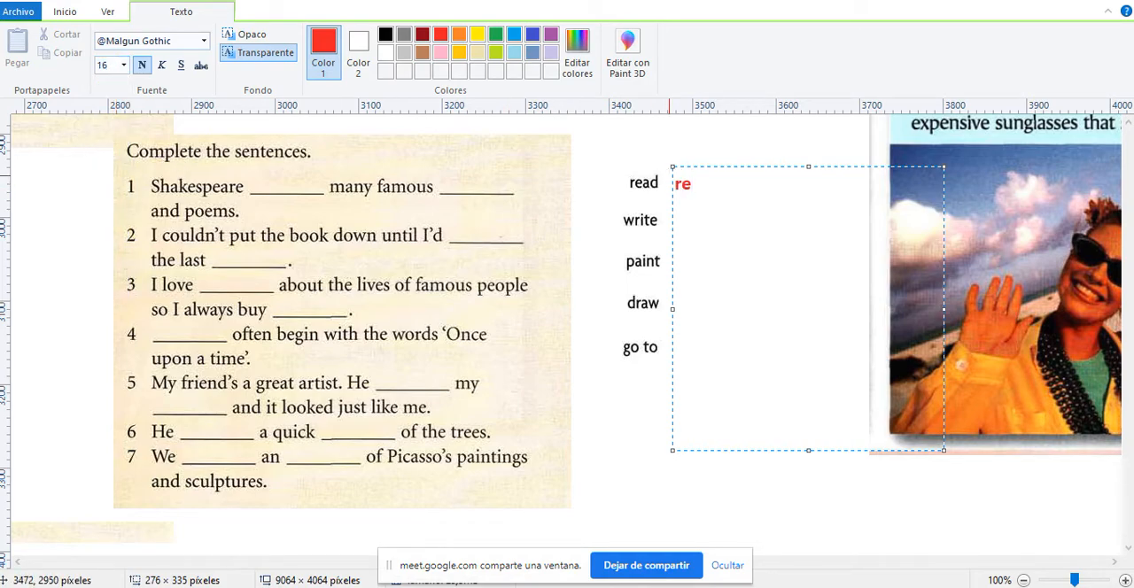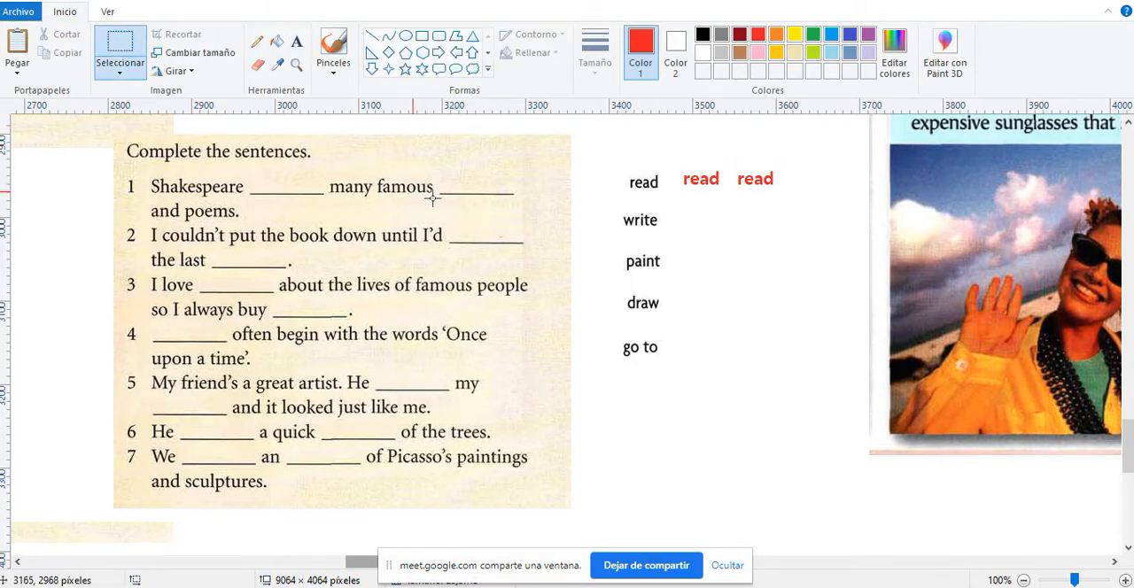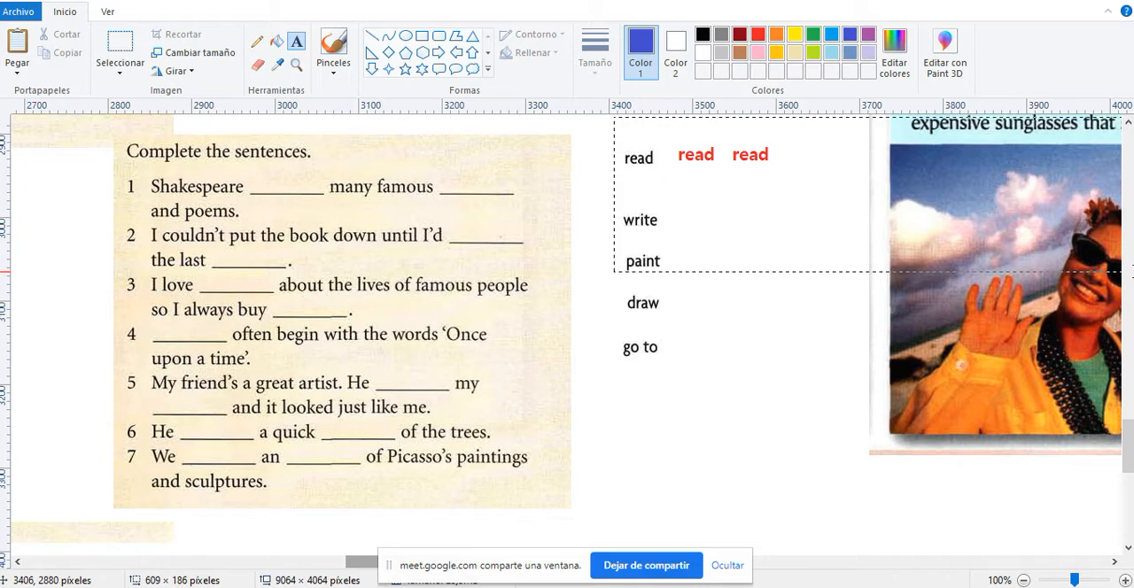Okay, the past of read is read, and also read as past participle. So we have leer, leí, leído. The curious part of this verb, la parte curiosa de este verbo, is that it's pronounced differently in the different tenses. They write the same, se escribe de la misma forma, but the pronunciation is different. Pero la pronunciación es diferente.